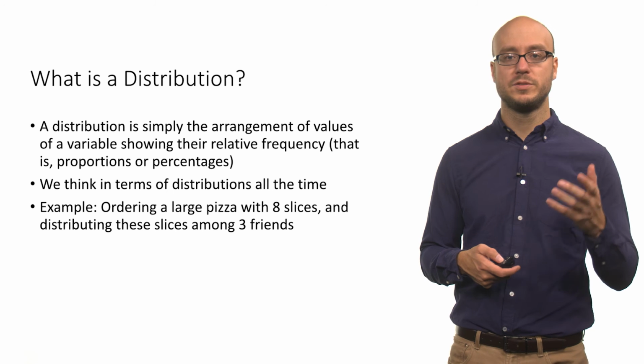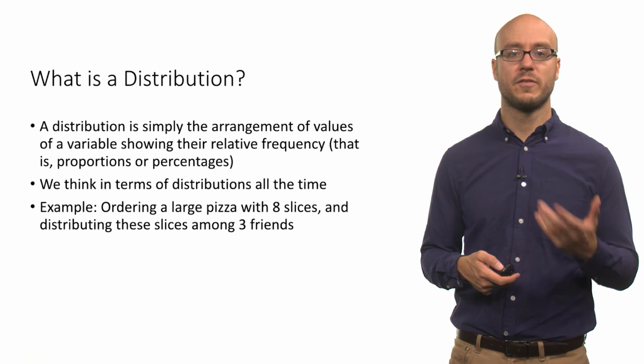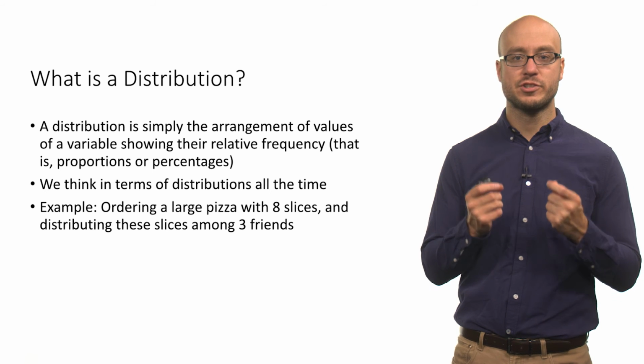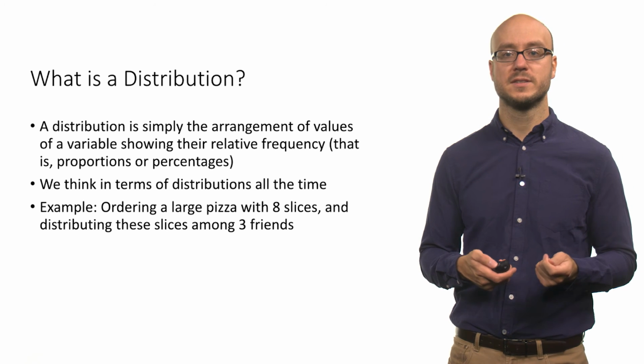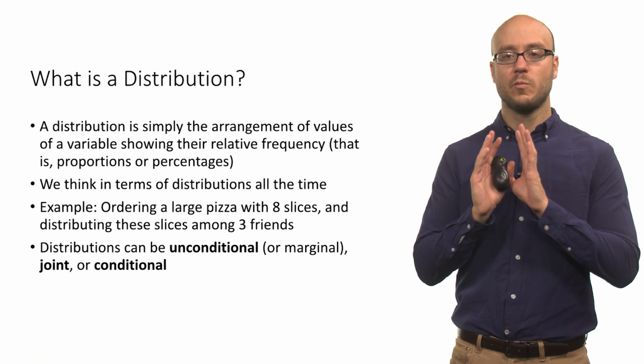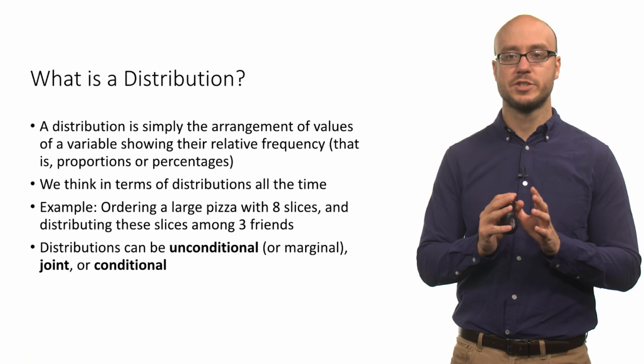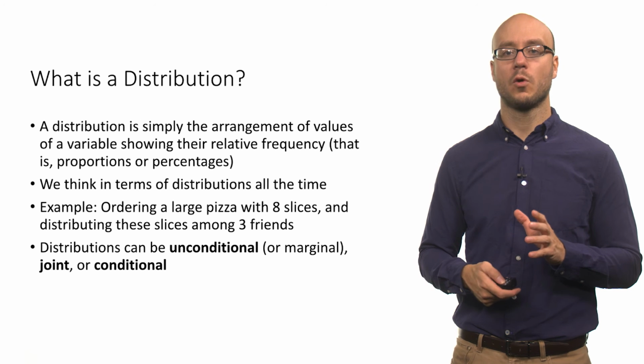We think of distributions all the time. Suppose you order a large pizza with your friends, and you have 8 slices on the pizza, and you have to distribute these slices among your 3 friends. When you make this sort of distribution, you can talk about a distribution that is unconditional or marginal, joint, or conditional. So when we look at these contingency tables, it's useful to talk about them in a way that references the idea of an unconditional, joint, or conditional distribution.